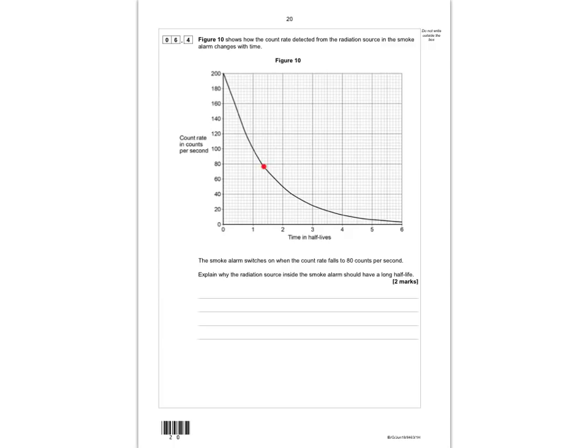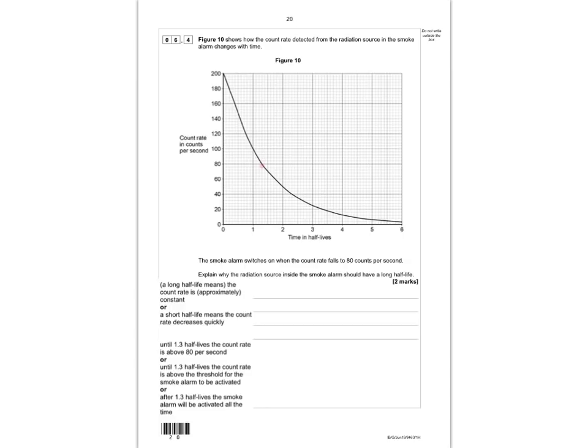So you can see that 80 counts per second occurs after 1.3 half-lives. So the reason why you've got to have a long half-life is that as soon as you get beyond the half-life to sort of 1.3, then the count rate would drop significantly. So you want to avoid that, and the reason you can do that is by having a long half-life.